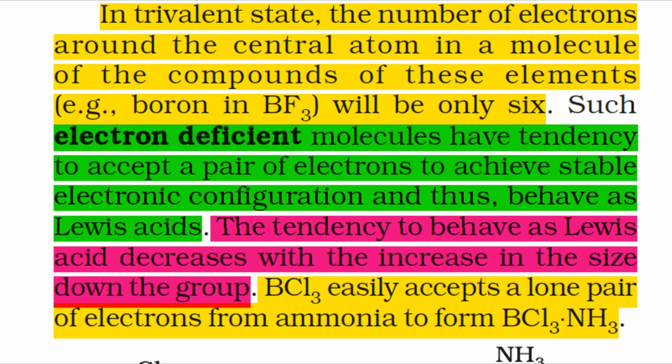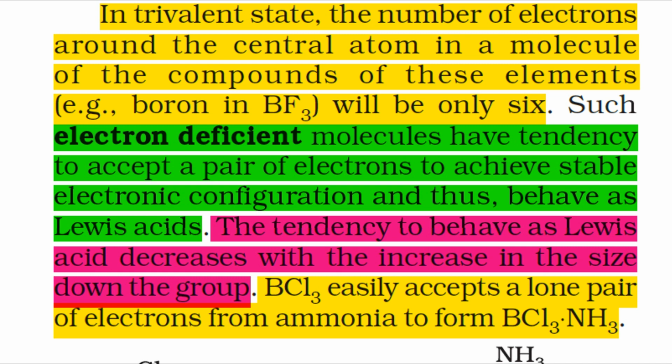In next paragraph, in trivalent state, the number of electrons around the central atom in a molecule of the compound of these elements, example is boron in BF3, will be only 6. Okay, so see here, in boron, the outer electronic configuration is 2s2 2p1. So 3 electrons of boron and 3 electrons of fluorine will make 6 electrons around the central atom, that is boron, in BF3. So such electron deficient molecules have tendency to accept a pair of electrons to achieve stable electronic configuration and thus behave as Lewis acid.